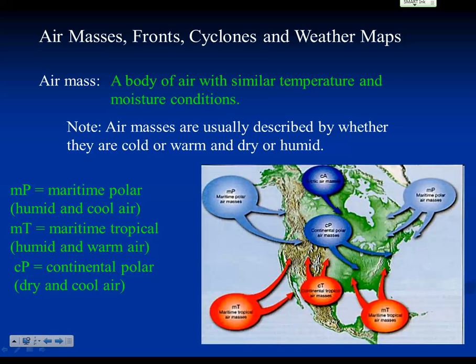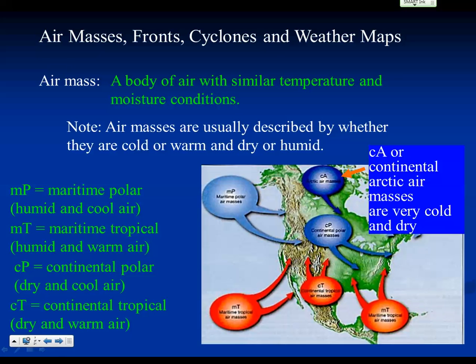Continental polar form over land masses, continents, and therefore they're much drier. They can't pick up the moisture, and they're cool. And continental tropical air masses, these are formed over continents also, so they're drier. And because the air is much warmer, there's the tropical sign. And last but not least, we have the continental Arctic. These form up near the North Pole, and they are much, much colder, and they are dry.